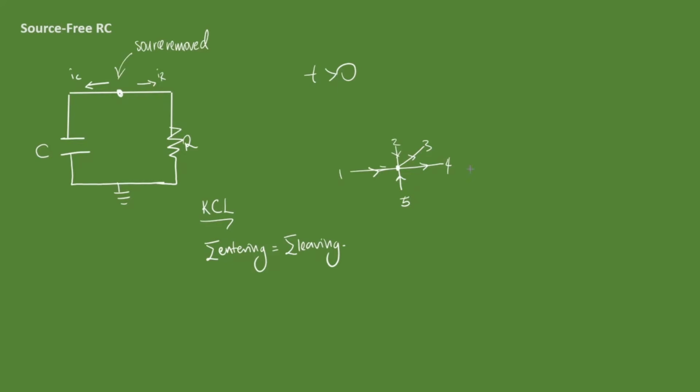Let's say we want to analyze this with KCL. We're going to look at which of these currents are entering the node. We see that 1 is entering, 5 is entering, and 2 is entering. Which are leaving? 3 and 4 are leaving. So if we write a KCL expression for this node, let's call it A: for node A, I1 plus I5 plus I2 is equal to I3 plus I4. That's the whole idea with KCL: the sum of currents entering a node is equal to the sum of currents leaving a node.